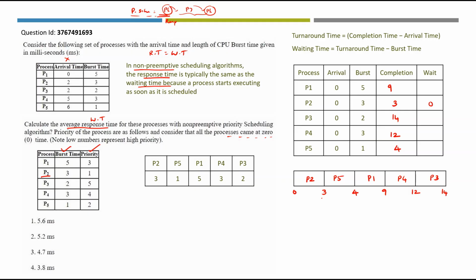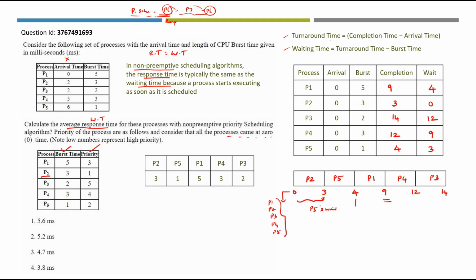P5 is waiting for 3 milliseconds and starting. So it is 3. So this is P5's wait time. So here at 0, P1, P2, P3, P4, P5 all are ready. Now P5 is starting at 3 means what is the wait time? It is 3. P1 is starting at 4 means what is the wait time for P1? It is 4. P4 is starting at 9 means what is the wait time? It is 9. P3 is starting at 12 means the wait time is 12.